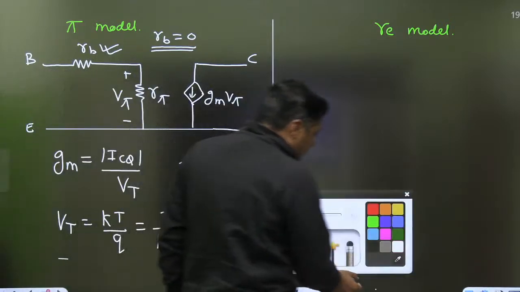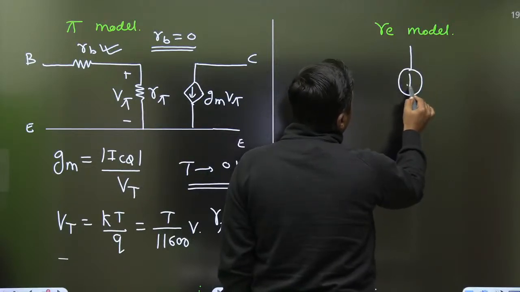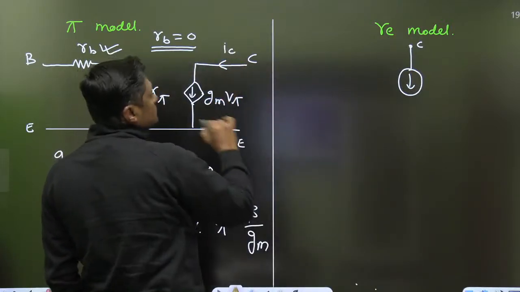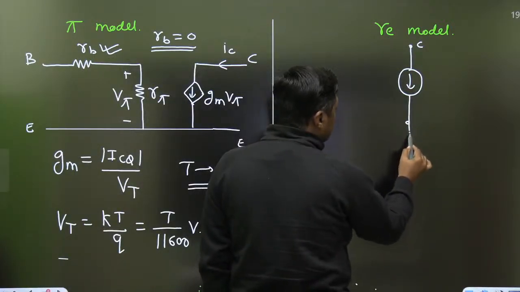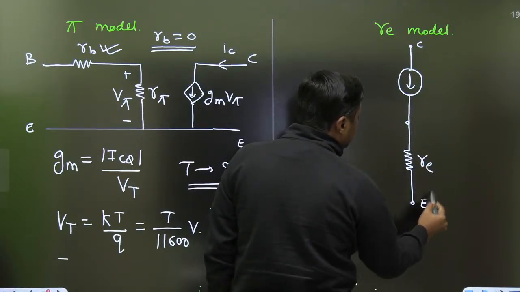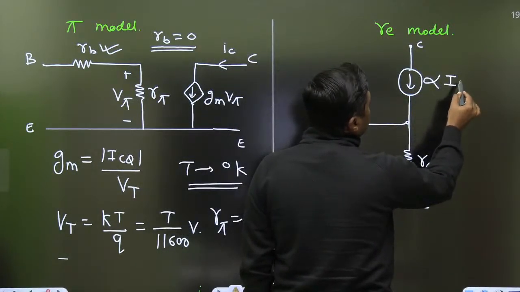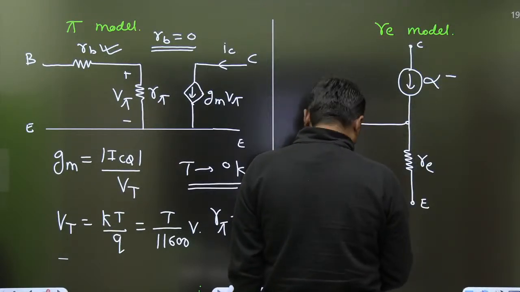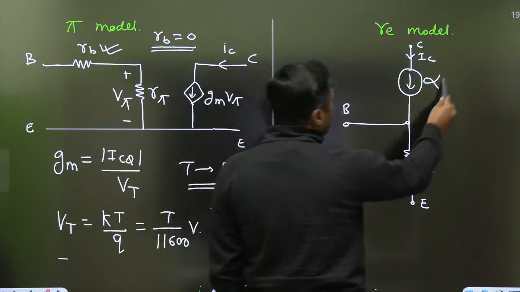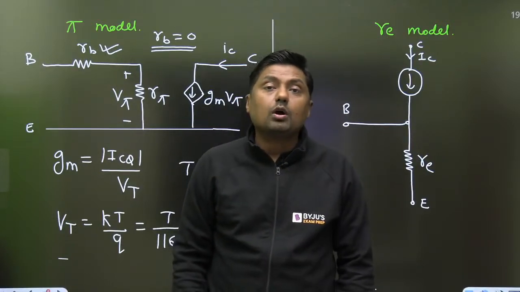Now, what is the RE model? Again, this is the collector terminal. This is the current IC. This is small re, and that is the emitter terminal, and that is the base terminal. And this is called alpha IE. So the current source we can represent. Actually it is the collector current. So collector current is equal to alpha IE, or beta IB, or gm v pi.